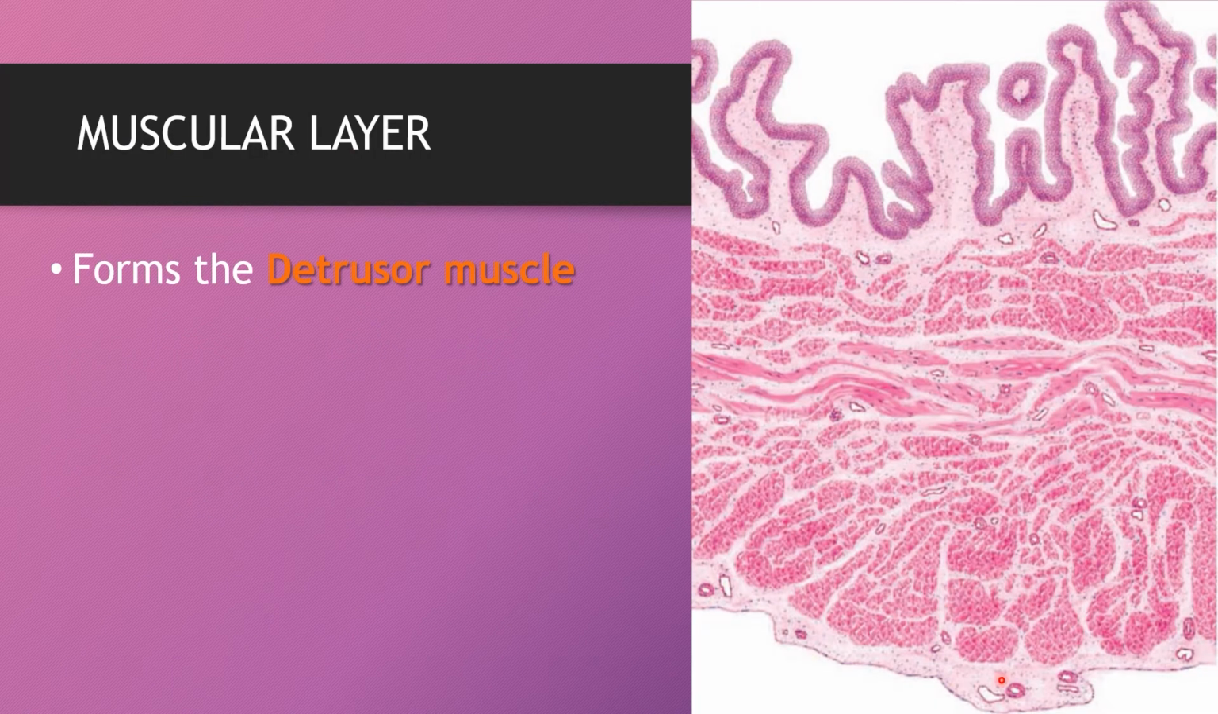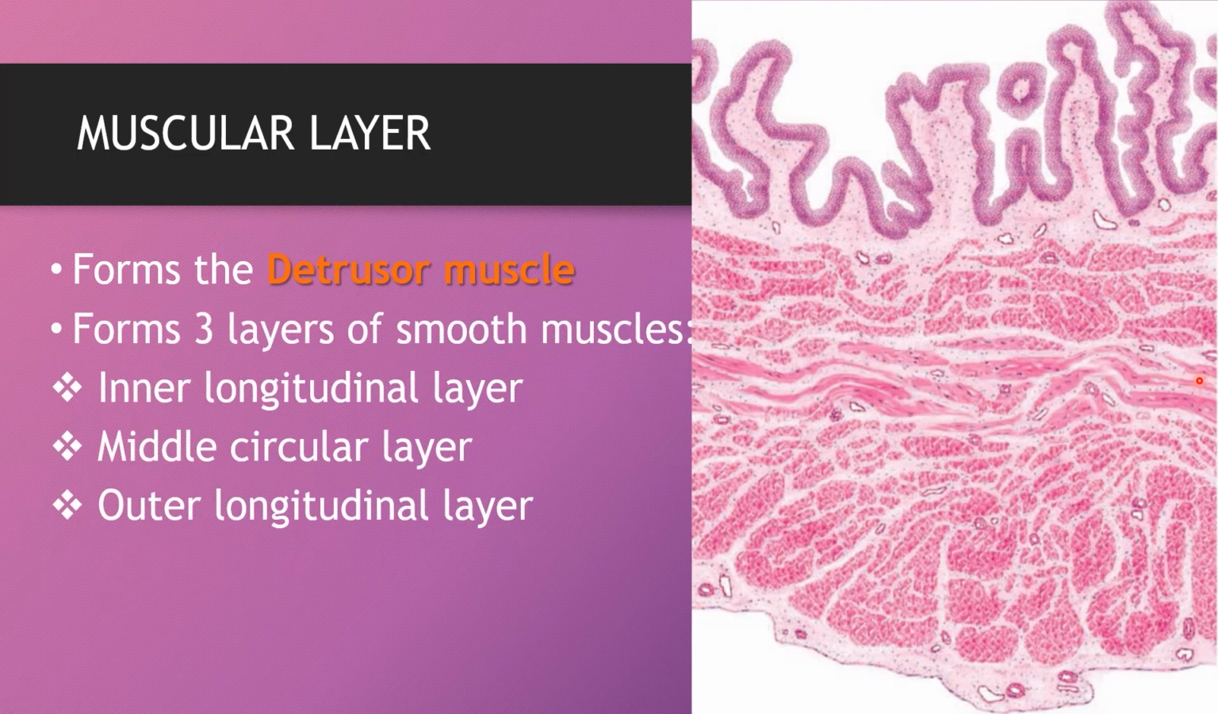Coming to the muscular layer, the muscular layer of the urinary bladder is given a special name, called detrusor muscle. Here in the ureter it was two layers, right? The inner longitudinal and the outer circular layer. In the urinary bladder it is three layers: the inner longitudinal, the middle circular, and the outer longitudinal layer. And near the urethral opening of the urinary bladder, these smooth muscles are arranged in a circular manner to form the internal urethral sphincter, and the internal urethral sphincter is involuntary in function.